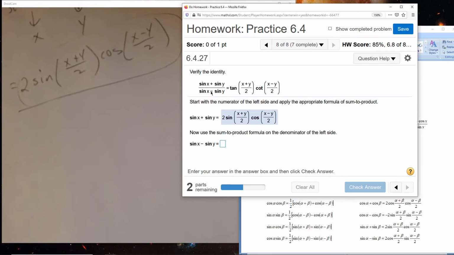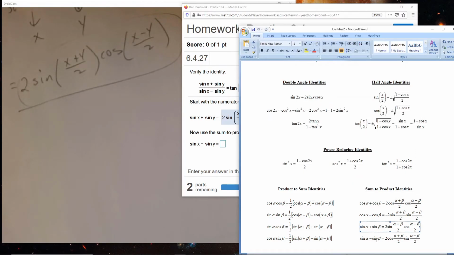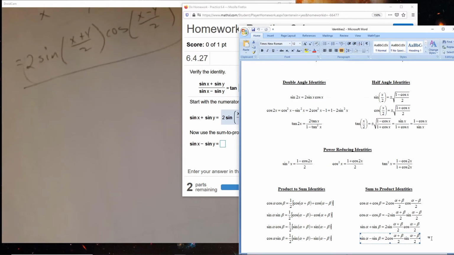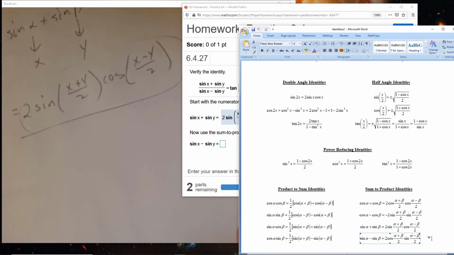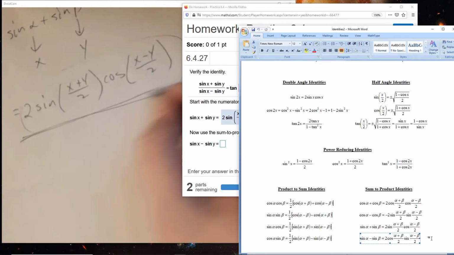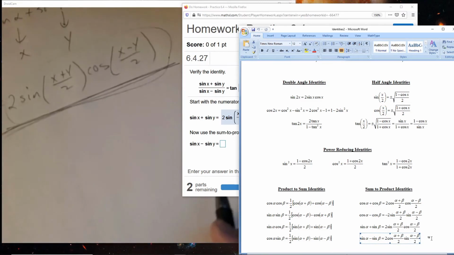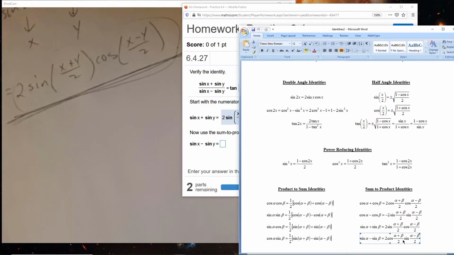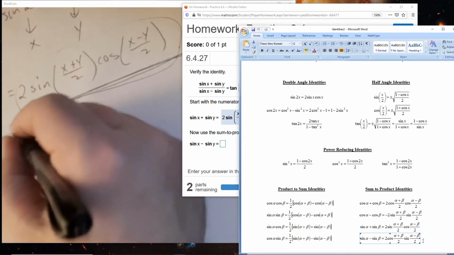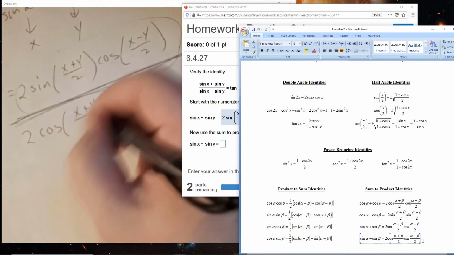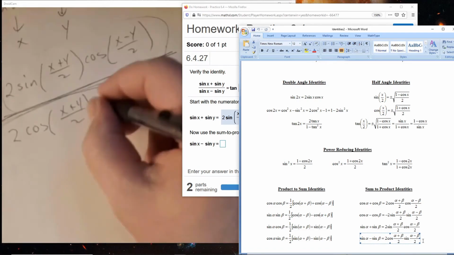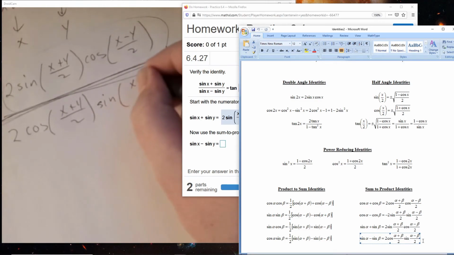We'll do the same thing for the denominator, which is sine minus sine. So let's look for that one. Sine minus sine is the fourth one. So actually, here's the numerator and the denominator. So sine minus sine, the fourth one here. We have alpha plus beta divided by 2. And then sine of alpha minus beta divided by 2.